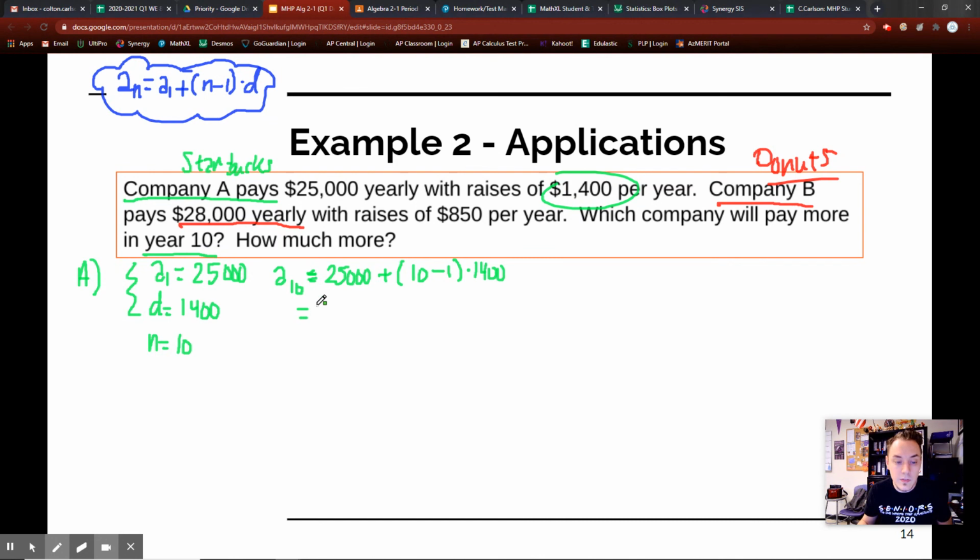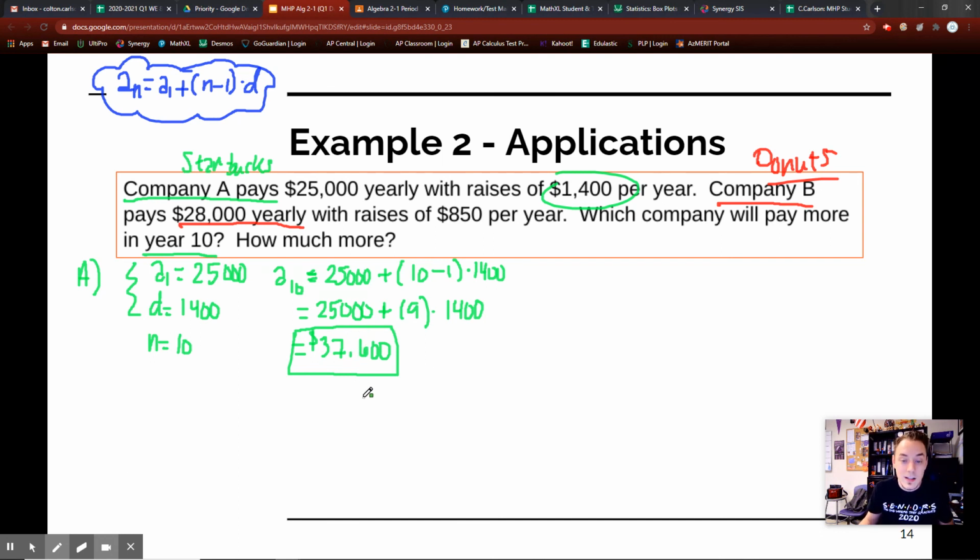So let's start simplifying. This is 25,000. If I've been saying 2,500, I apologize. 25,000 plus 10 minus 1 is 9, and then times 1,400. Now, I'm not going to do all the math here. You can definitely multiply it all out if you need to. You should get $37,600, because we're trying to find dollars. So if you go to Starbucks, you will be making $37,600 after 10 years. That still kind of sucks, to be honest with you.